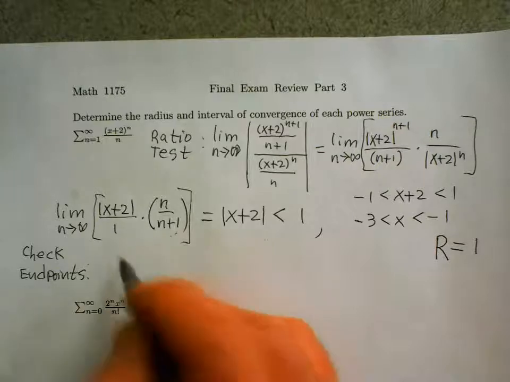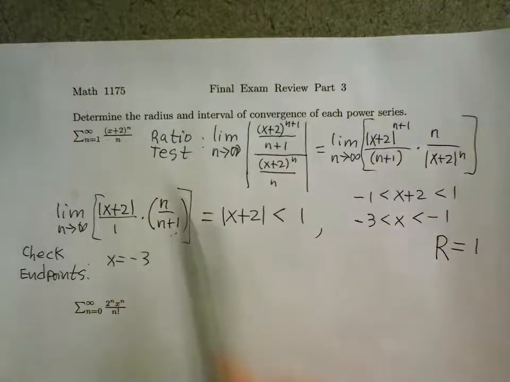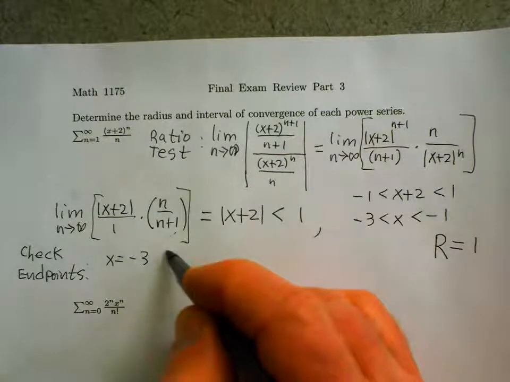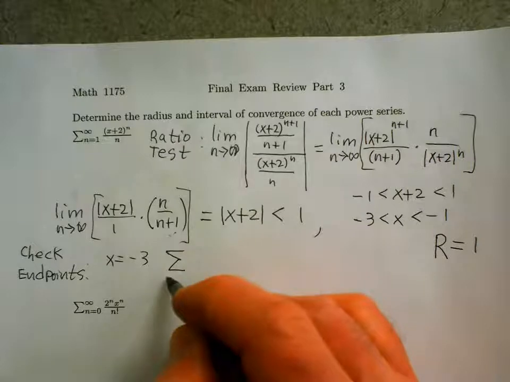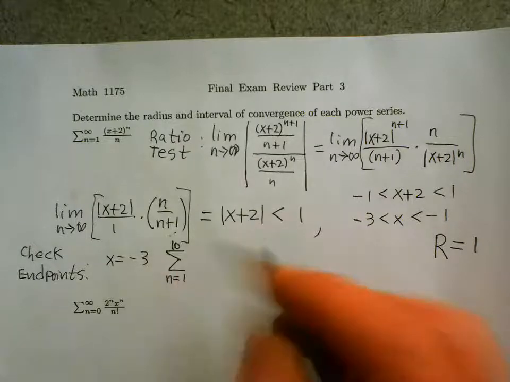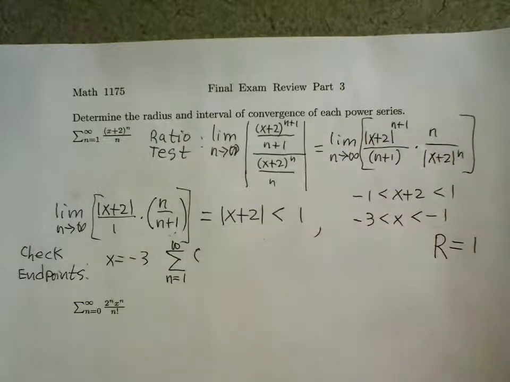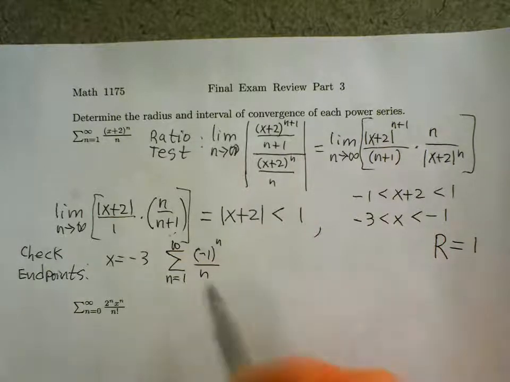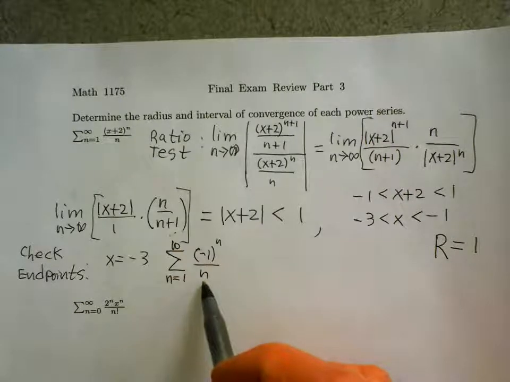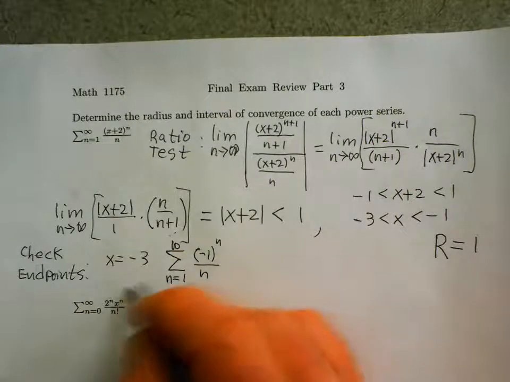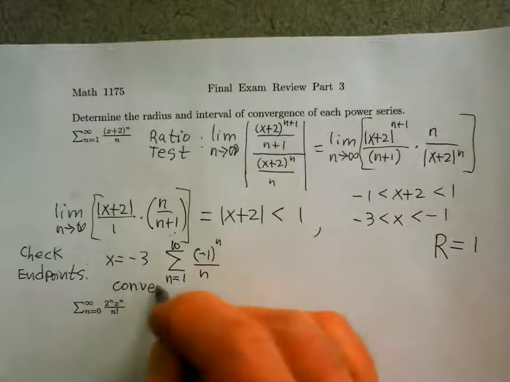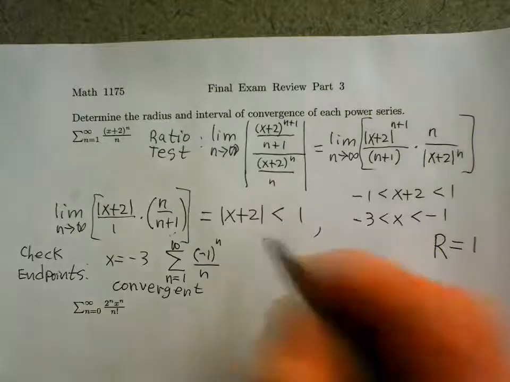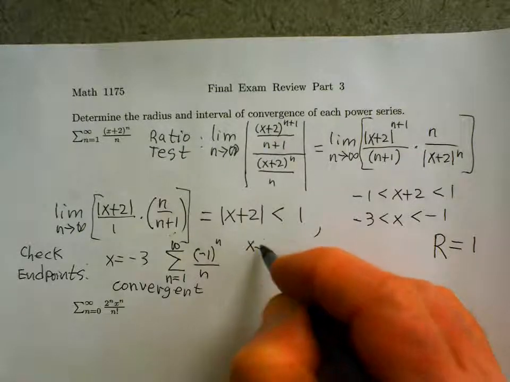When we check x equals negative 3 in the original series, replace x with negative 3, we get the alternating series, (negative 3 plus 2) is negative 1, to the n over n. It's the alternating harmonic series, and it is convergent. So that means we will include negative 3.